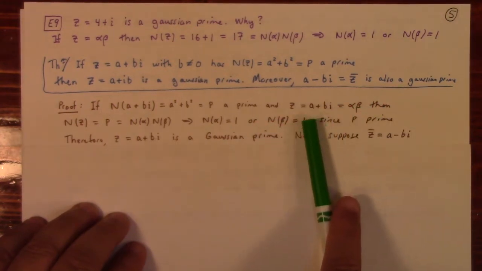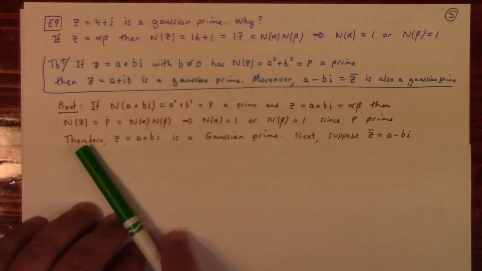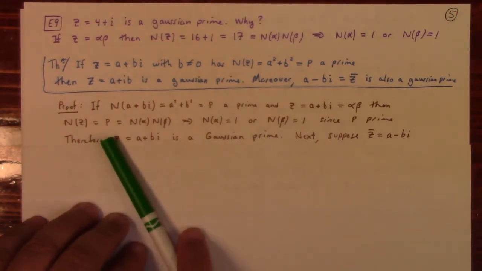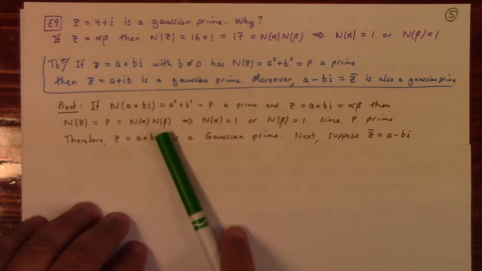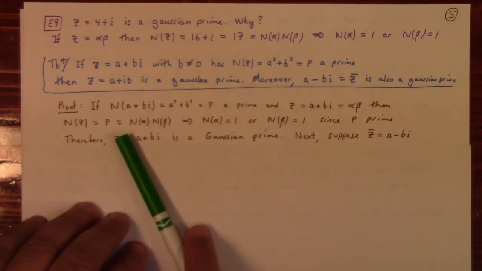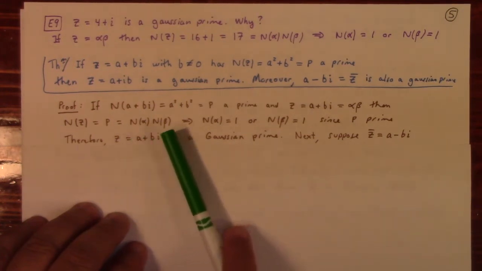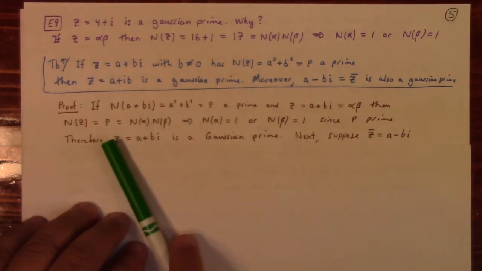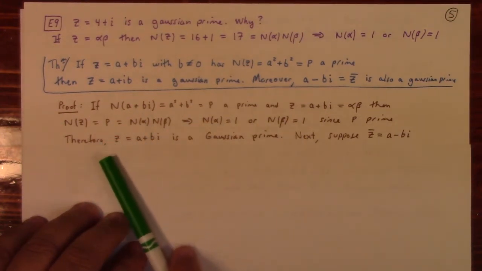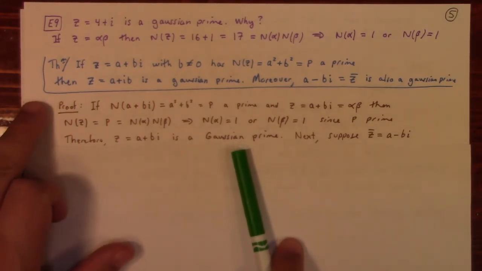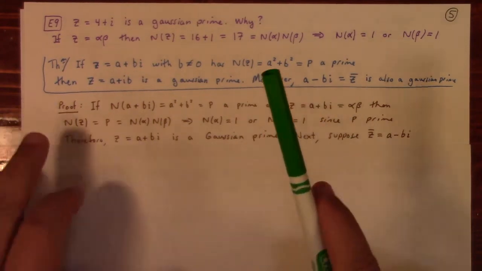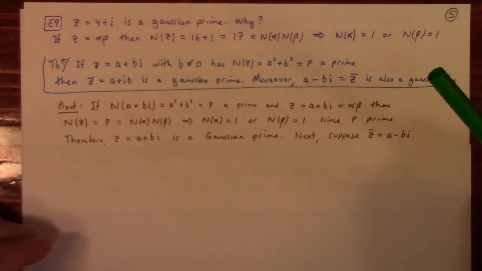Then suppose that alpha beta is a factorization of a plus ib. Well, then the norm of z would be equal to p, right? Which is equal to the norm of alpha times the norm of beta. Now that would mean either the norm of alpha is 1 or the norm of beta is 1, because again p was assumed to be prime, right? So therefore a plus ib is a Gaussian prime. In other words, this theorem is just doing example 9 in the abstract. Okay, it's really nothing more than that at the start of it.